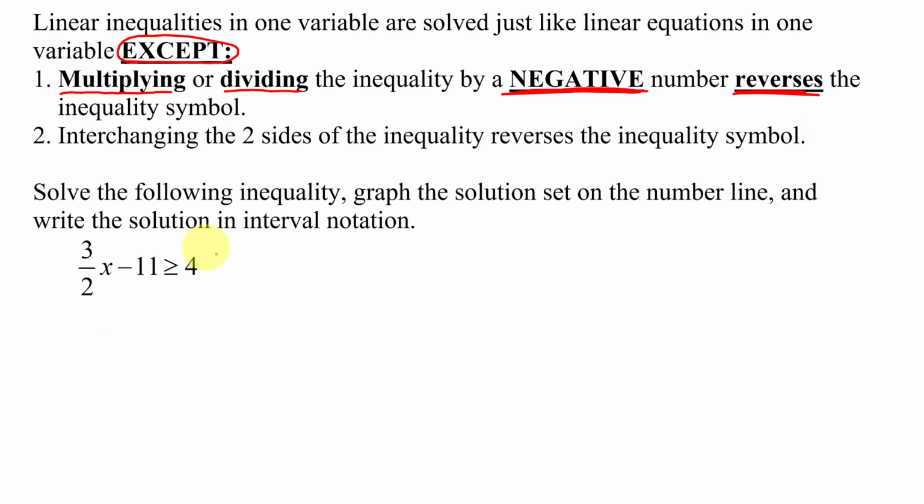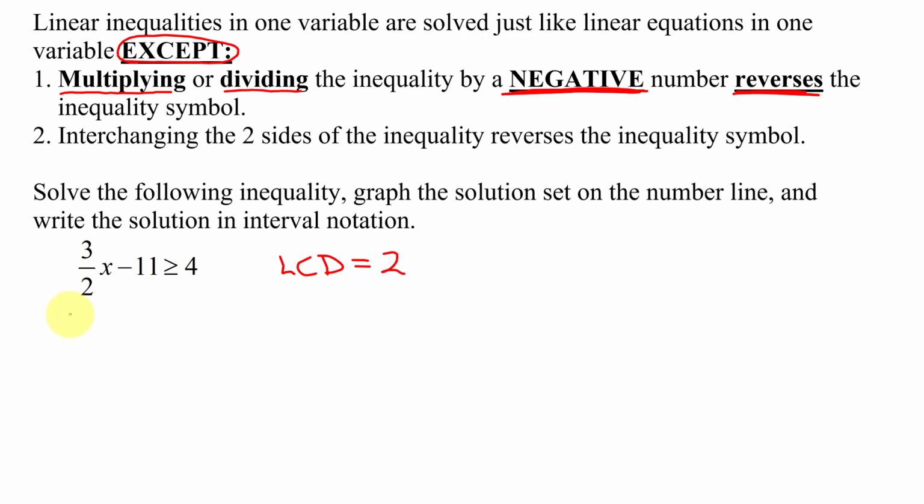Now, looking at my inequality, the first thing I want to do is get rid of my fractions. So I need to find the least common denominator. That is very easy. When you have one fraction, its denominator is the LCD. So in this case, my LCD is 2. The least common denominator is a positive number, so it is not one of these exceptions, so it is not going to reverse the inequality symbol.